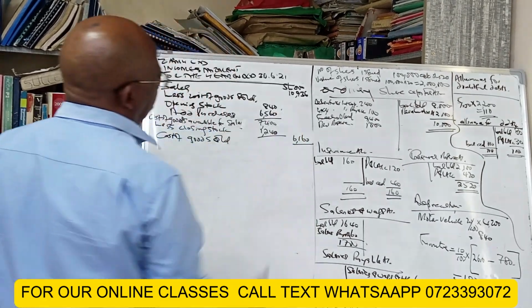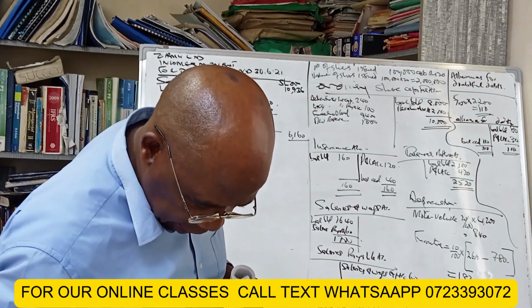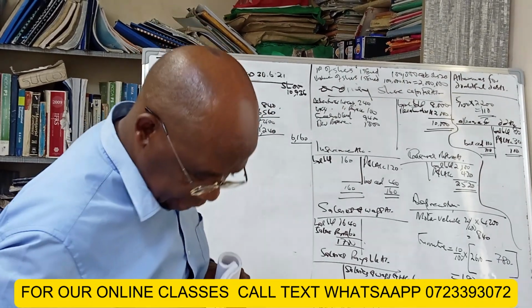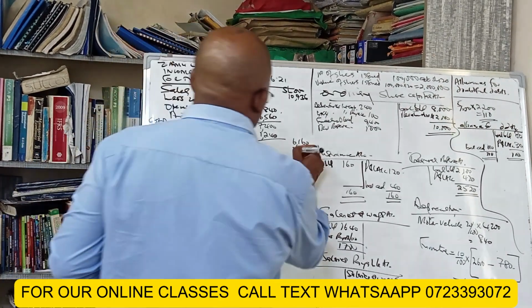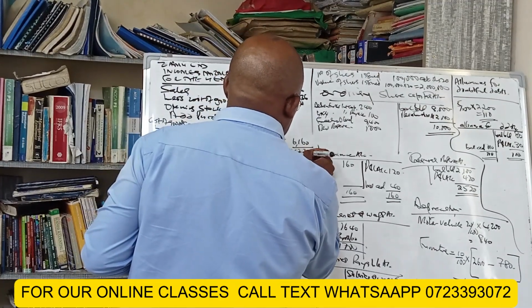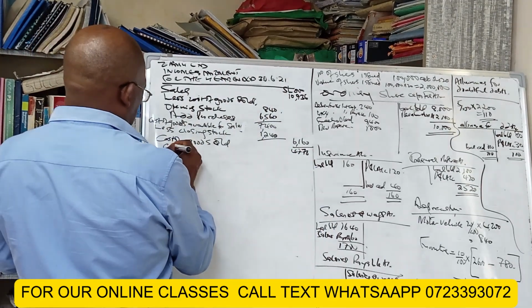So 6160 minus 10,936, we get a figure of 4776. And this is what we are calling gross profit.